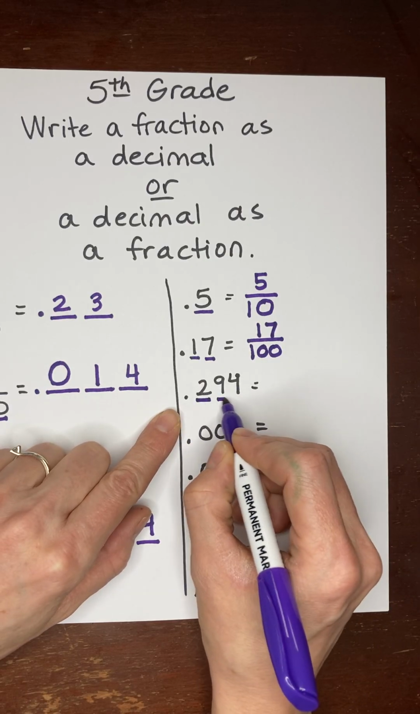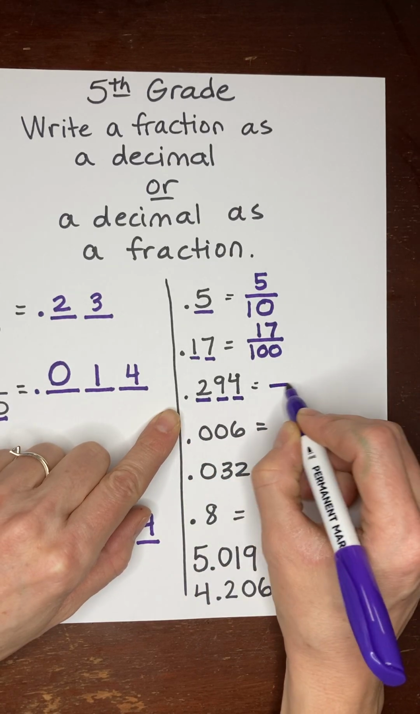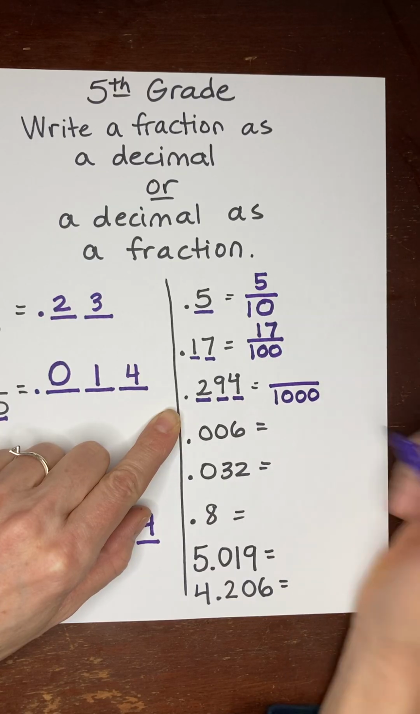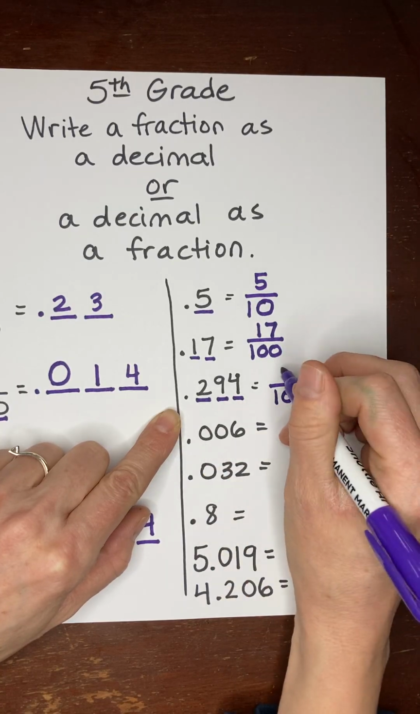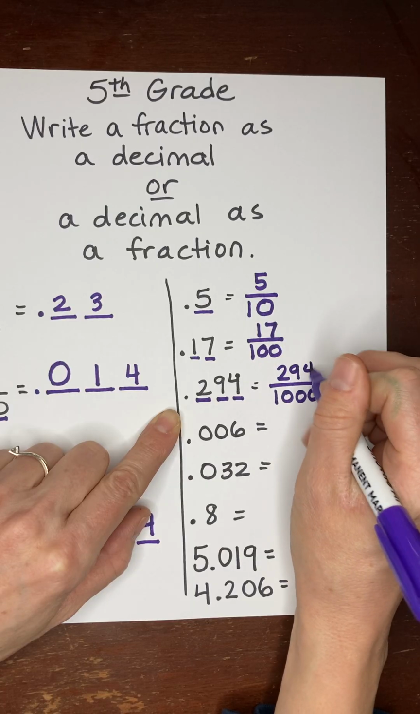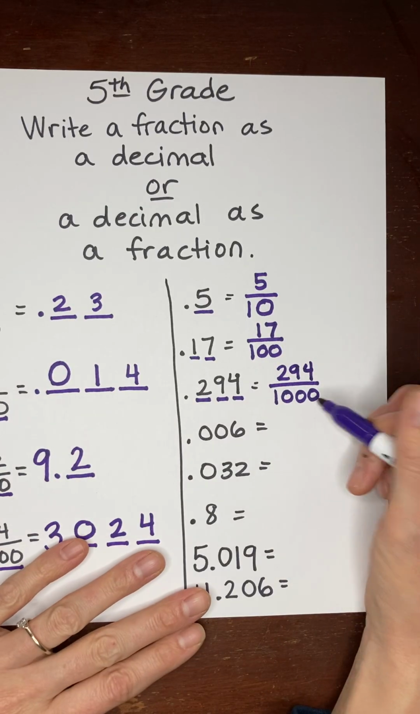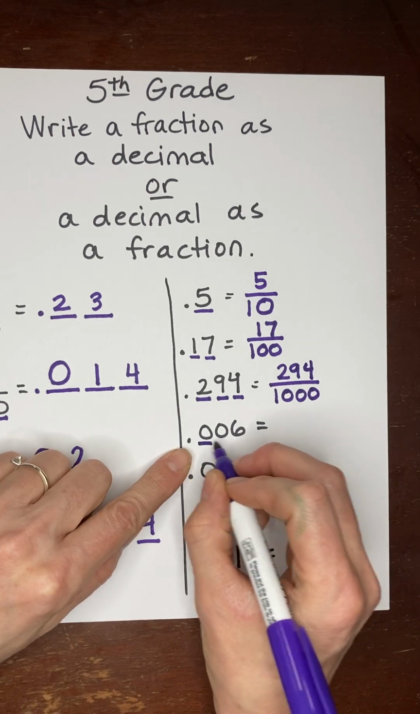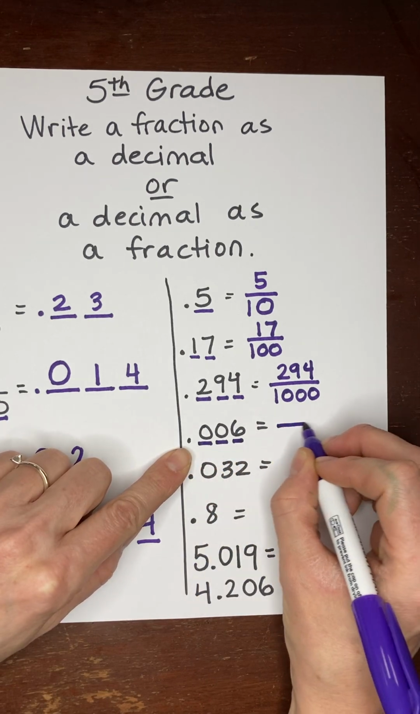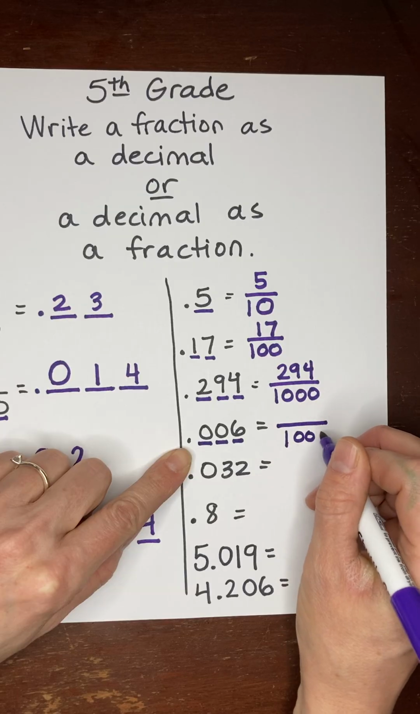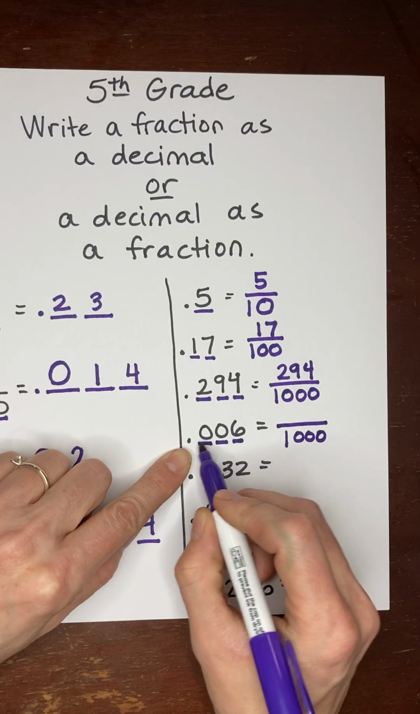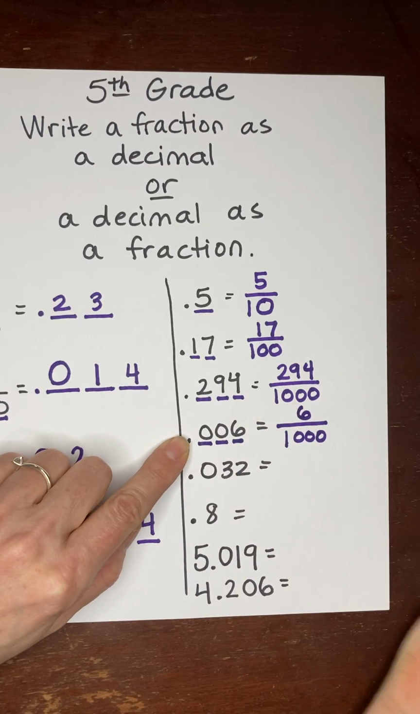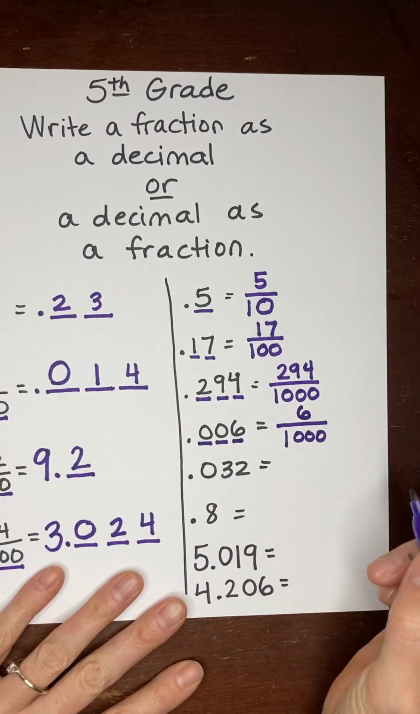0.294. I've got 3 decimal places, so that means my fraction is going to have 1,000 because it has 3 zeros at the bottom, and I'm going to put my number 294 at the top, so 294 thousandths. 0.006. How many decimal places? 1, 2, 3. So I know my fraction is going to be over 1,000 again. And my 6, or my 006, that's going to go at the top. But I don't need to put those leading zeros, right? Because 006 is the same as 6.